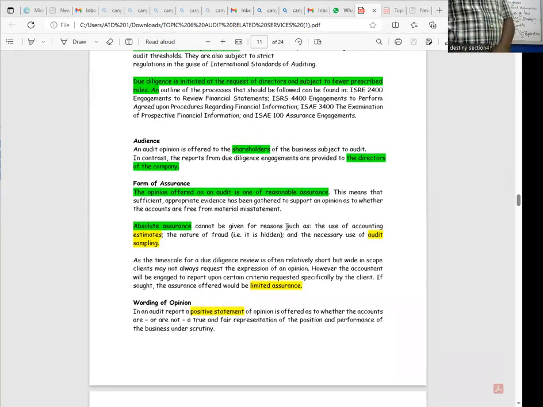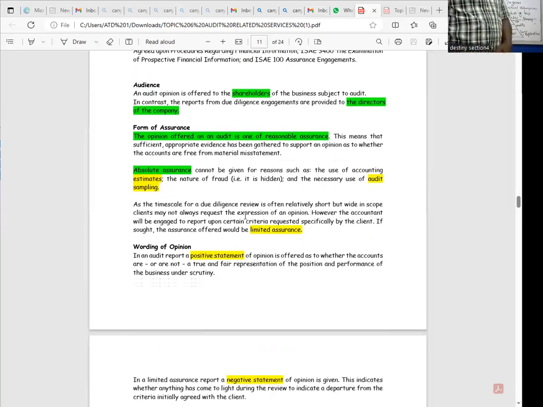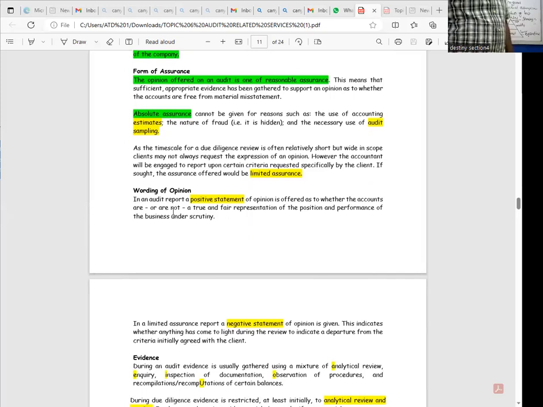The next is audience: an audit opinion is offered to the shareholders of the business subject to audit. In contrast, the report from a due diligence engagement is provided to the directors of the company. Then, form of assurance. The opinion offered in an audit is one of reasonable assurance. This means that sufficient appropriate evidence has been gathered to support an opinion as to whether the accounts are free from material misstatements. On the other hand, absolute assurance cannot be given for reasons such as the use of accounting estimates, the nature of fraud and how it is hidden, and the necessary use of auditor sampling.